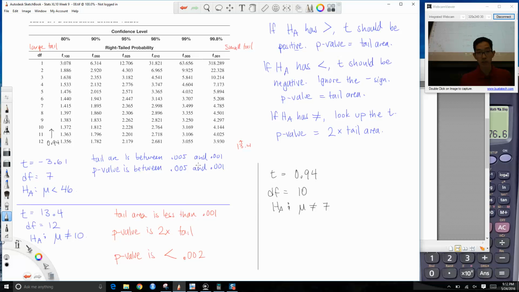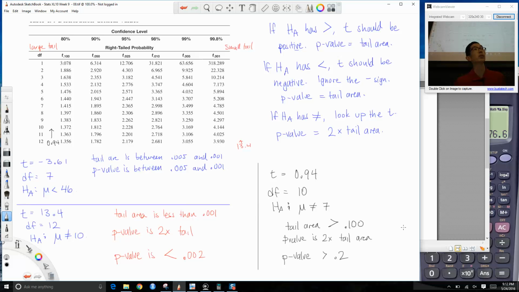So do you multiply that? Well, first of all, tell me what my tail area is. My tail area is greater than 10%, right? 0.100, according to this. Are we okay with this? My tail area is greater than 0.1. And because I have a not equal sign, my p-value is 2 times the tail area. So what I conclude is my p-value is greater than 0.2.